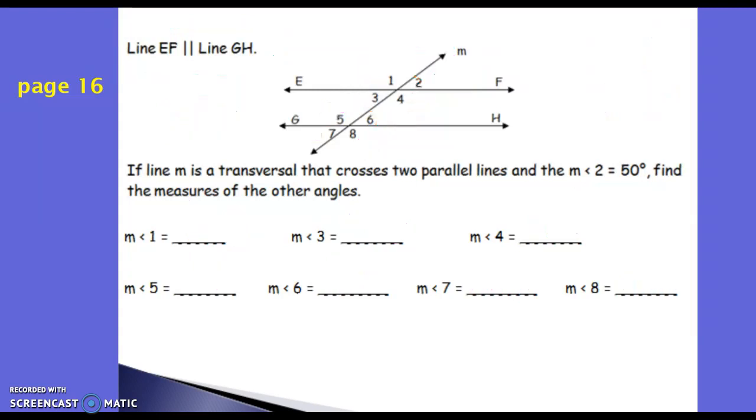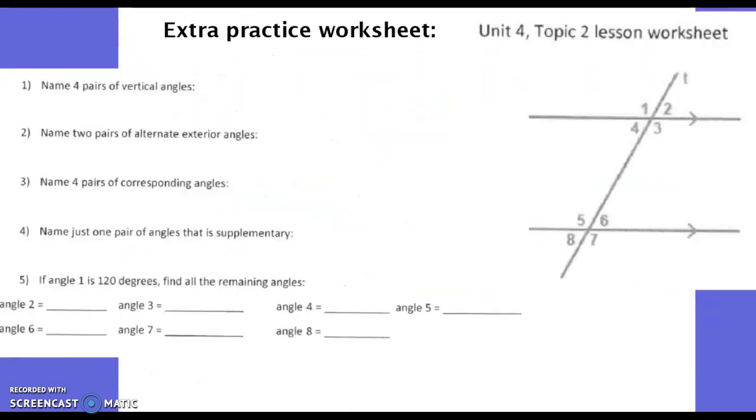Now what I'd like you to do is see if you could apply that. If you would, just get out a piece of scratch paper or your composition book and see if you can answer the questions on this page. Hit pause, and when you've got them all answered and you're ready, go ahead and hit play.